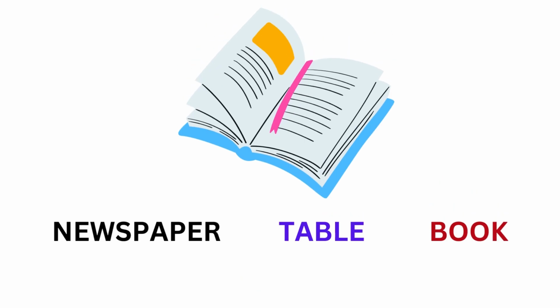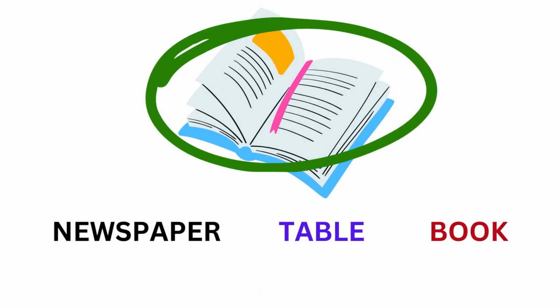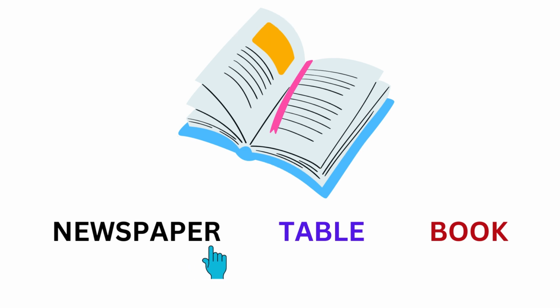Now look at this picture. The words below are NEWSPAPER, newspaper. TABLE, table. BOOK, book. Which word matches this picture? कौन सा word इस picture के साथ match होता है? The correct word is book.